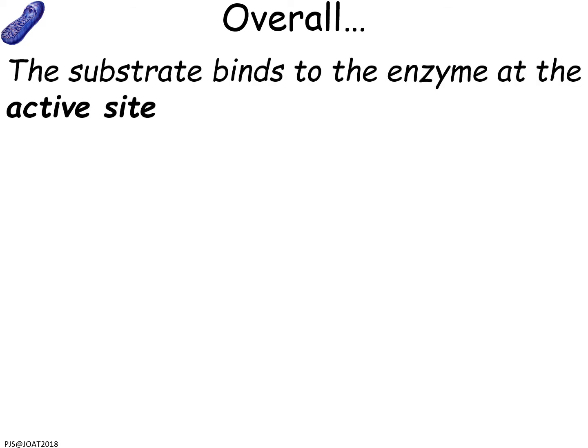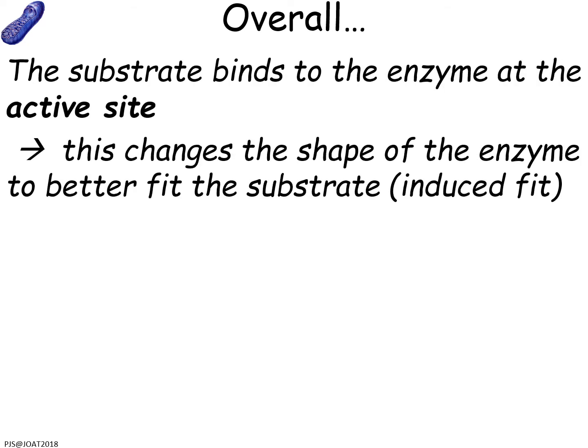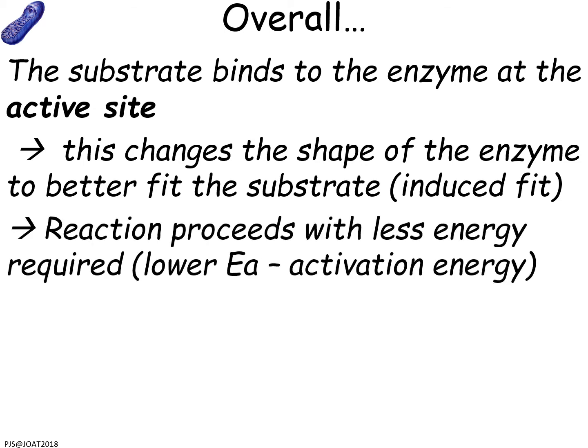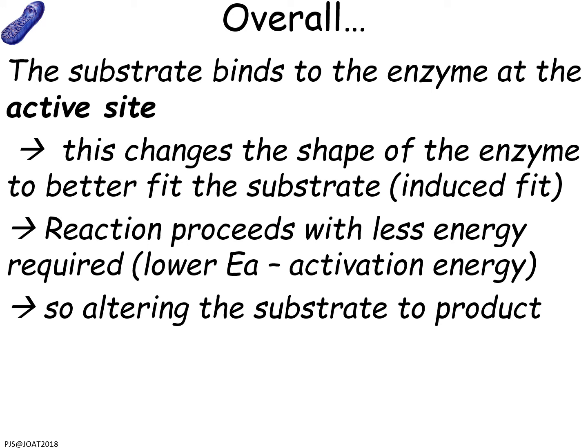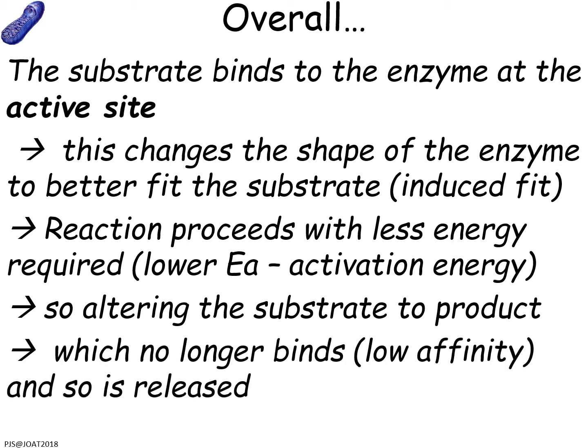So we have the substrate binds to the enzyme at the active site, changes the shape of the enzyme to better fit it, that's induced fit. The reaction proceeds with a lot less energy than you would normally require because everything is being held in the correct orientation. Alters the substrate to product. Product no longer binds because it's got low affinity, so it's released. And then the enzyme is free all over again to start this.